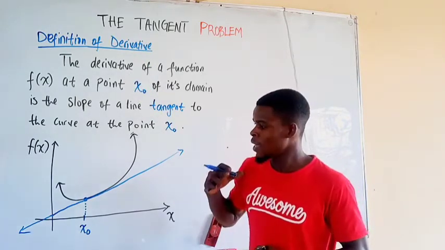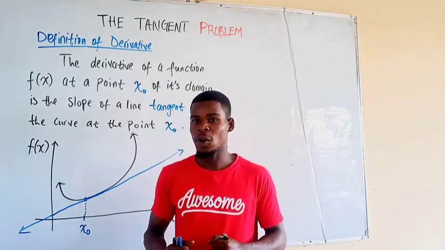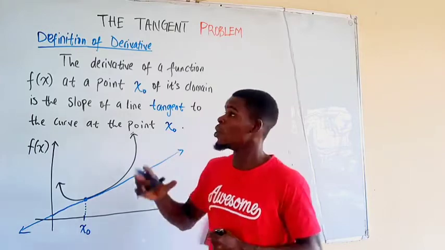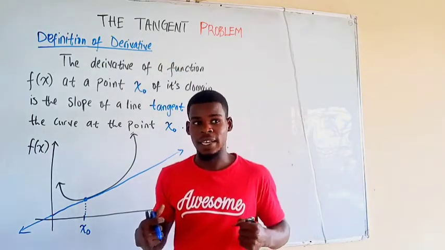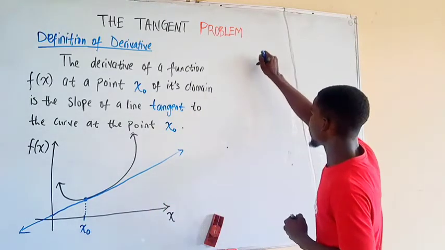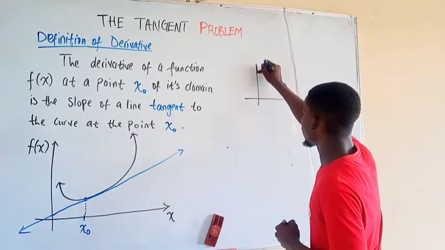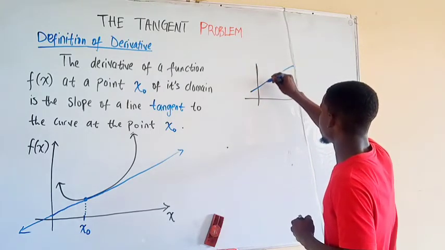Good. And now, to find the slope of a line, we always need 2 points. This is where the tangent problem occurs. To find the slope of any line, we will need 2 points on that line. For example, if you're plotting a graph of a linear function, and the function goes this way, just a straight line, right?